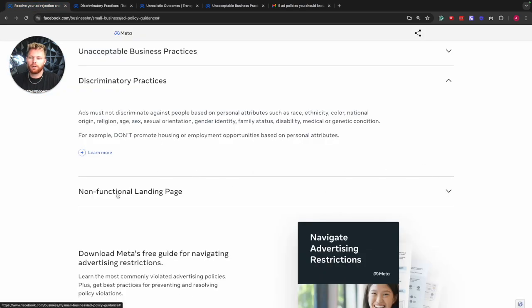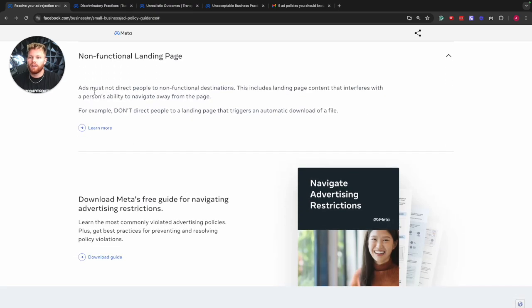Now, the last one I want to cover is non-functioning landing page, and then I want to cover the idea of submitting your ads for review, because that is something they also recommend sometimes. So this says for non-functional landing page, and this is going to be really good for you, especially if you're running ads to any sort of page: ads must not direct people to non-functional destinations. This includes landing pages that have content that interferes with the person's ability to navigate away from the page. For example, don't direct people to a landing page that triggers an automatic download of a file.